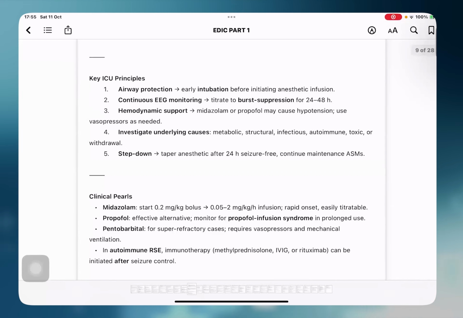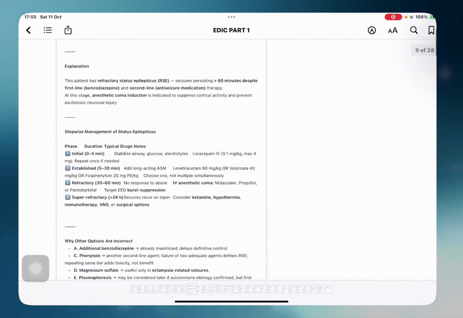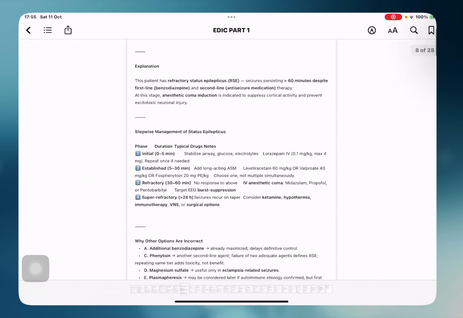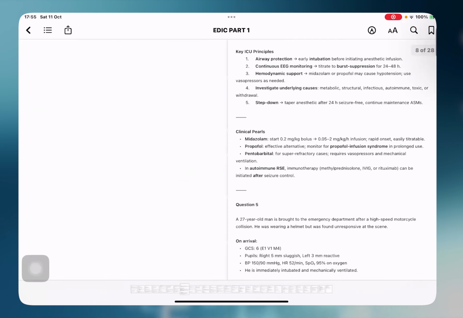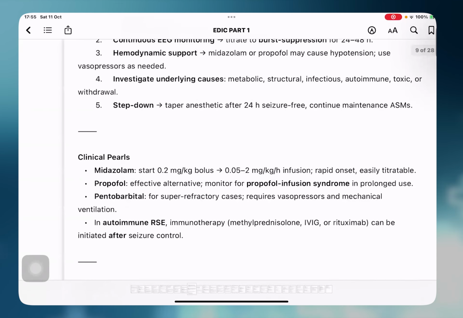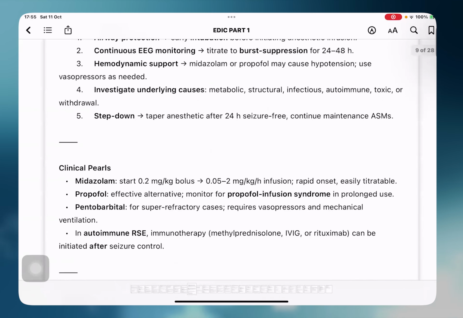So step 1, step 2, step 3, step 4. Step 1 is basically initial. Second is established status epilepticus. Third is refractory status epilepticus. Fourth is super refractory. All the drugs are different. You need to study about them. Midazolam can be started with a bolus of 0.2 milligram per kg. For a 60 kg man, a 12 milligram bolus is fine.